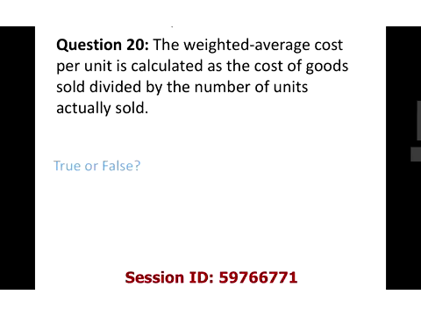This is going back to something we talked about. This is just one little nuance here. The weighted average per unit cost is calculated as the cost of goods sold divided by the number of units actually sold.